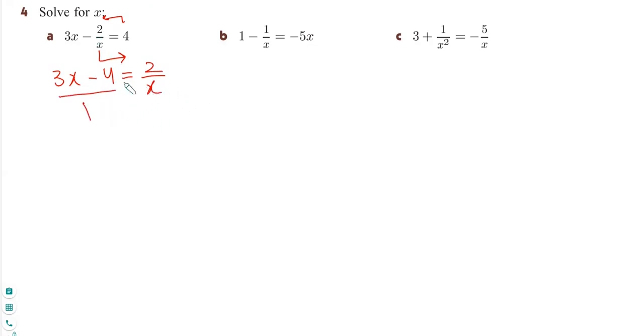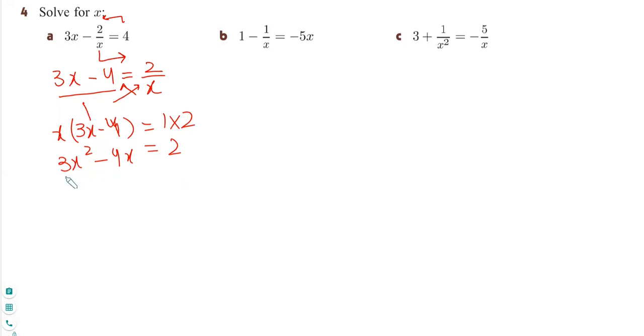So x will multiply with this and 1 will multiply with this, right? So x multiplied by 3x minus 4 and 1 multiplied by 2. So x into 3x is 3x square, and x into negative 4 is minus 4x, equal to plus 2. Okay, so now we have two terms of x on the left-hand side, and we can complete the square.